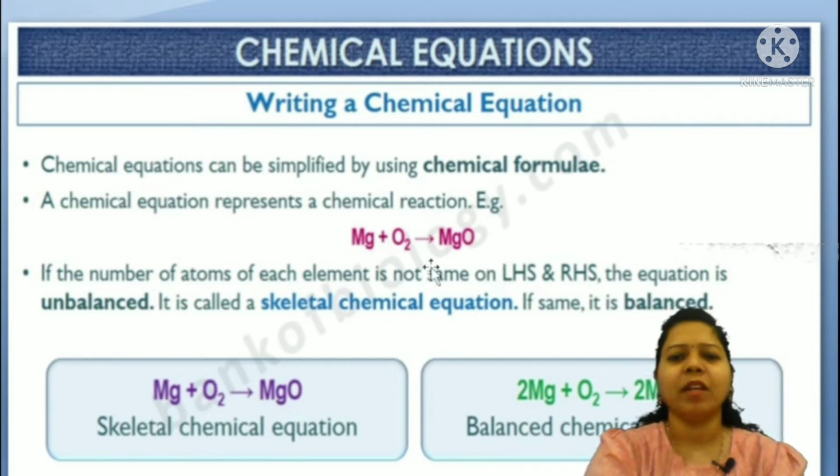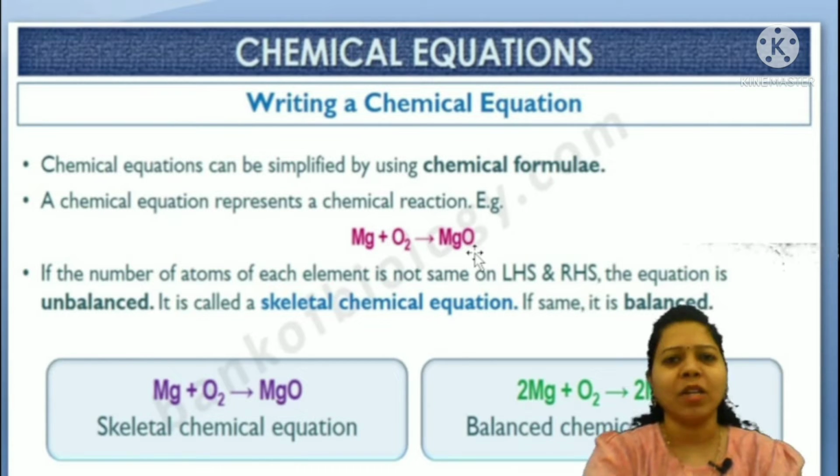But if the number of atoms present on the reactant side and the product side are not the same, then we need to equalize them. When the number of atoms is not similar on both sides, reactant and product, that type of reaction is known as a skeletal chemical equation.